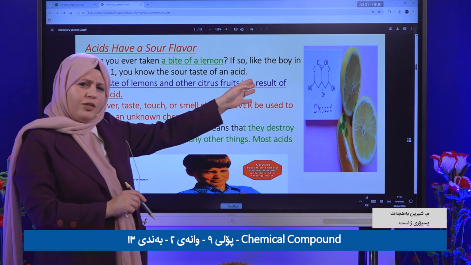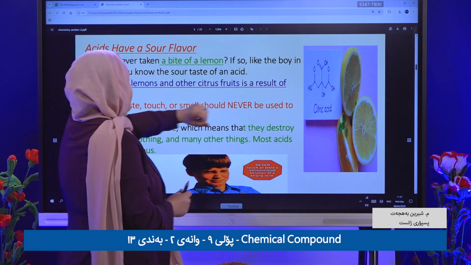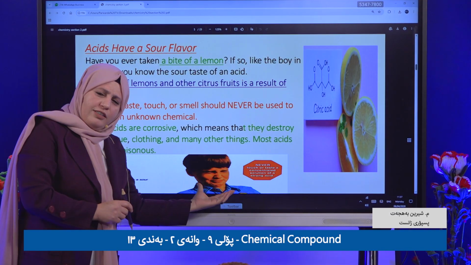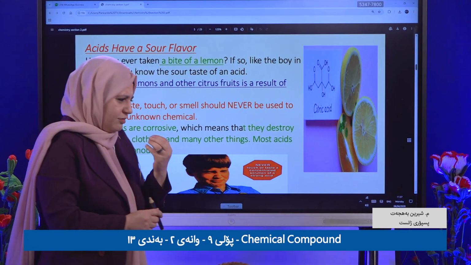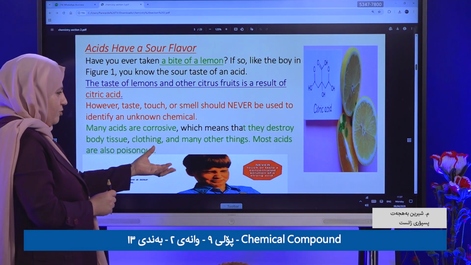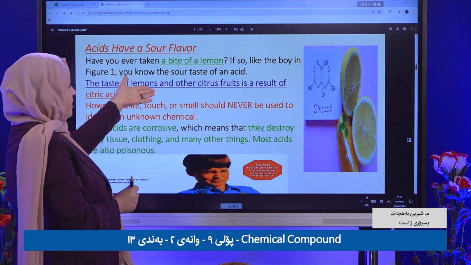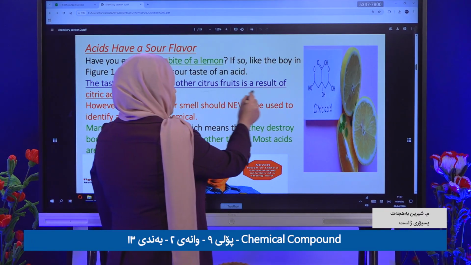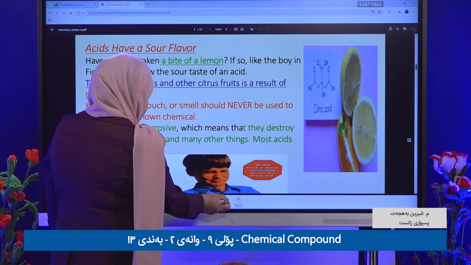Do you like lemon? Who likes lemon? Look at the boy in the figure. What happened to his face? It starts to change. Why? Because it tasted the sour flavor. The taste of lemon and other citrus fruits is the result of citric acid.